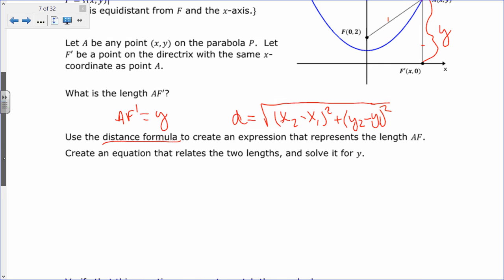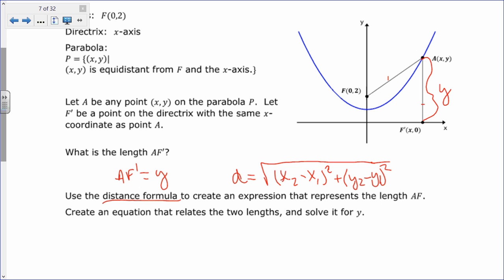So as I go back, I'm going to look at my parabola here. I'm going to draw a right triangle, like so. This distance from here to here has to be x.